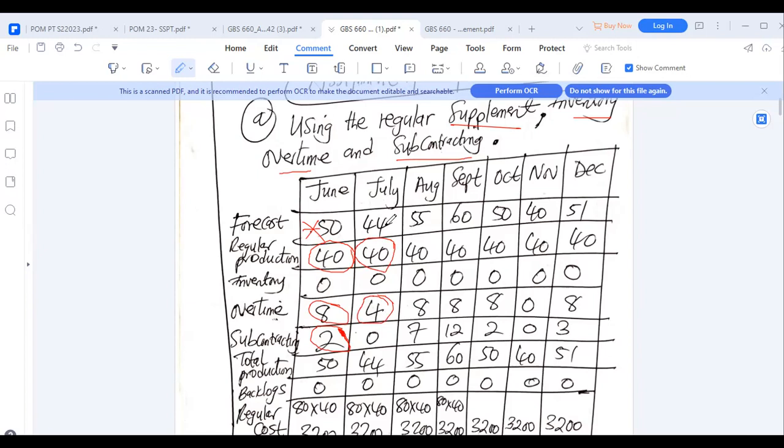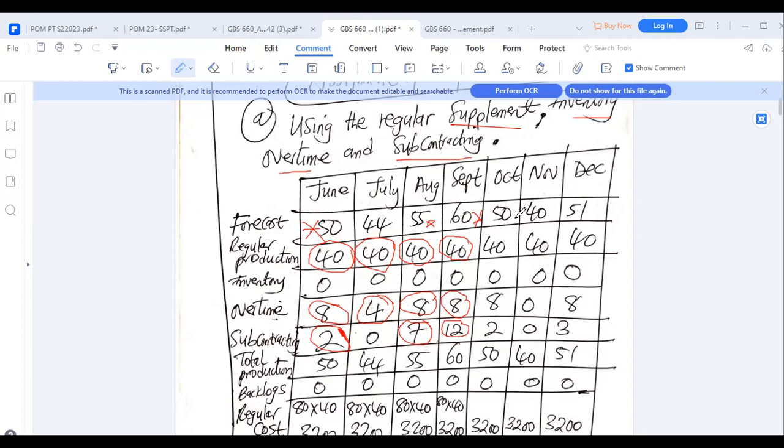The regular here is 40, meaning that we can only allow overtime of 4, so that we can meet our demand forecast of 44. As we get down to August, regular basis is 40. Then we can allow overtime of 8, which is giving us 48 units. Then we subcontract 7 so that we have 55 to meet the demand of 55. Regular production in September is 40. Then our overtime is 8, our subcontracting is 12, and we are meeting our demand of 60 there.